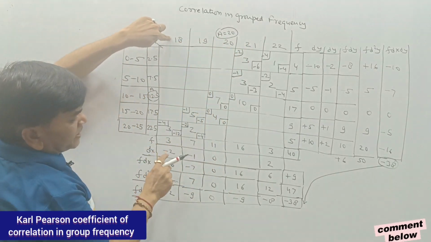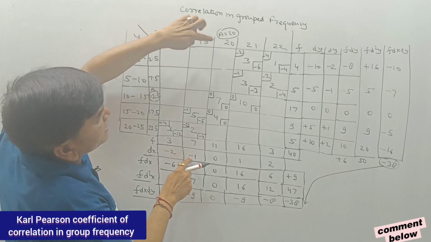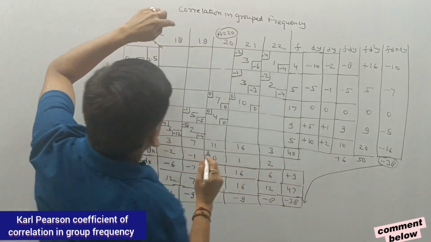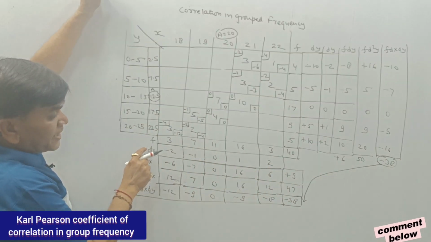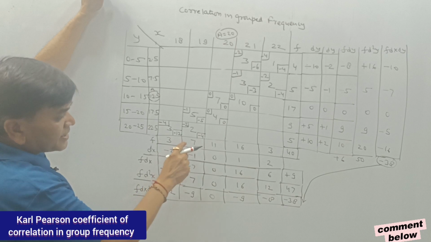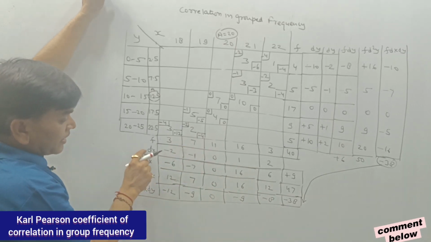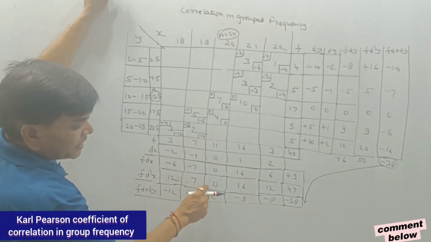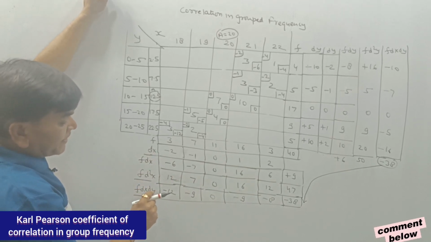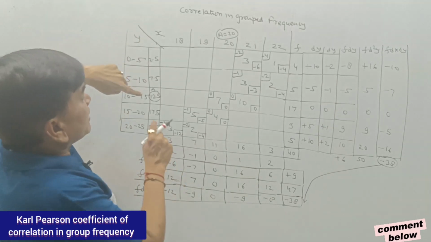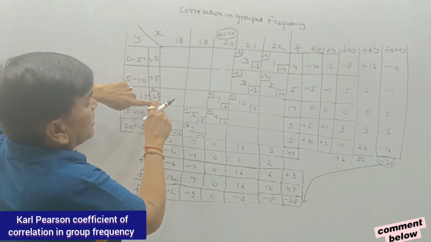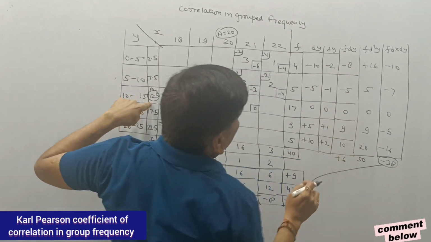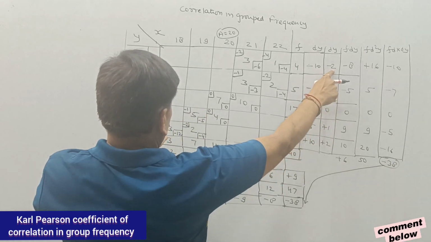So 18 minus 20, that is minus 2, 19 minus 20 is minus 1, 20 minus 20 is 0, 21 minus 20 is 1, 22 minus 20 is 2. Then this is dx, f into dx, that is this. F d square x, so f dx multiplied by dx, that is f d square x, and f dx dy. So for the first one, here 12.5 is the assumed mean, we are getting this dy: minus 2, minus 1, 0, plus 1, plus 2. This is dy and this is dx.